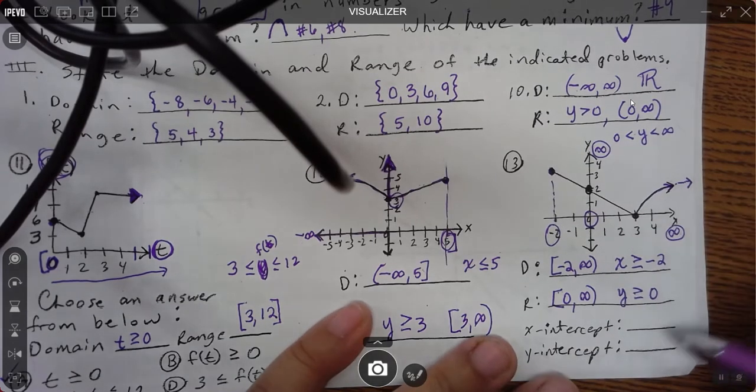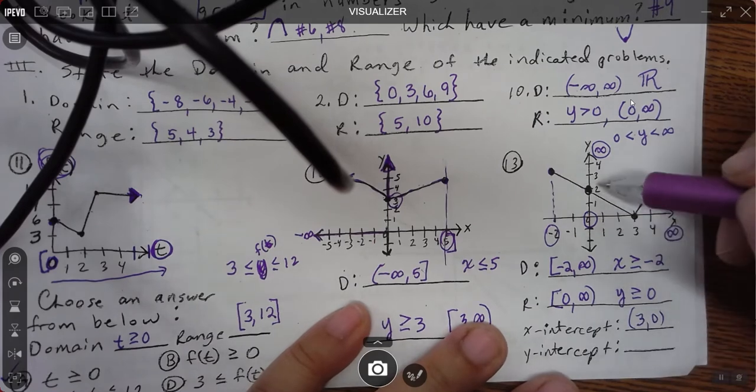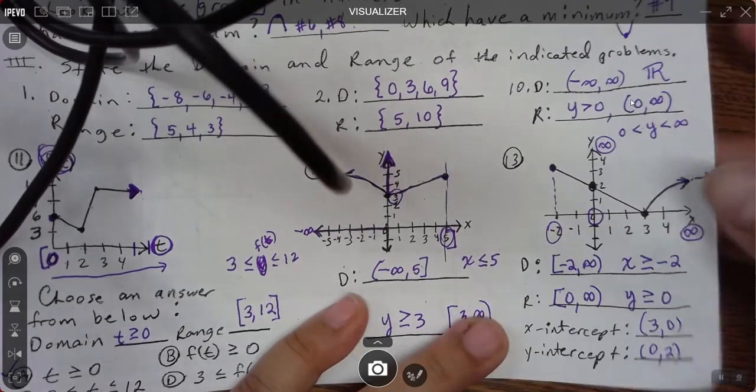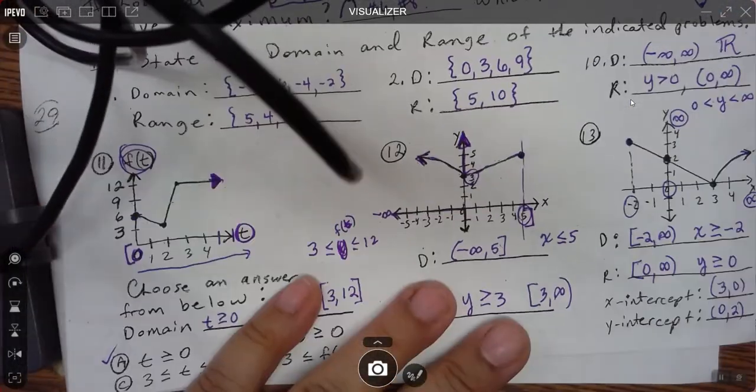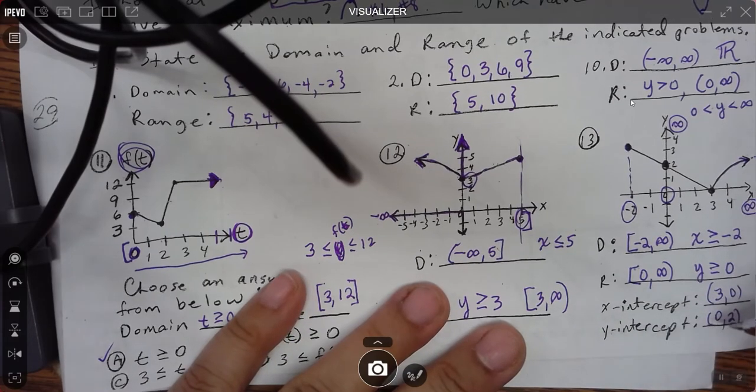X-intercept is 3, right? So 3 comma 0. Y-intercept is 2, so 0 comma 2. Remember, for the x-intercept, the y is 0, and for the y-intercept, the x is 0.